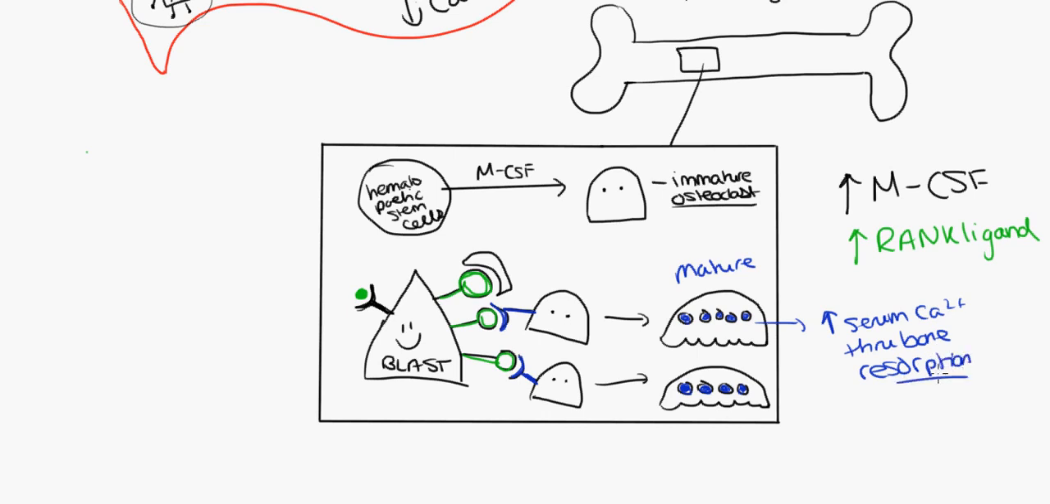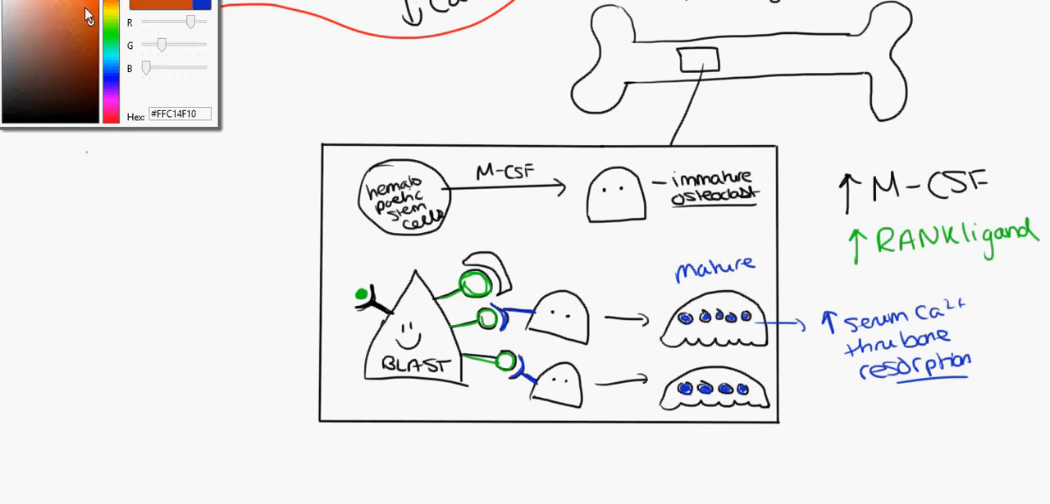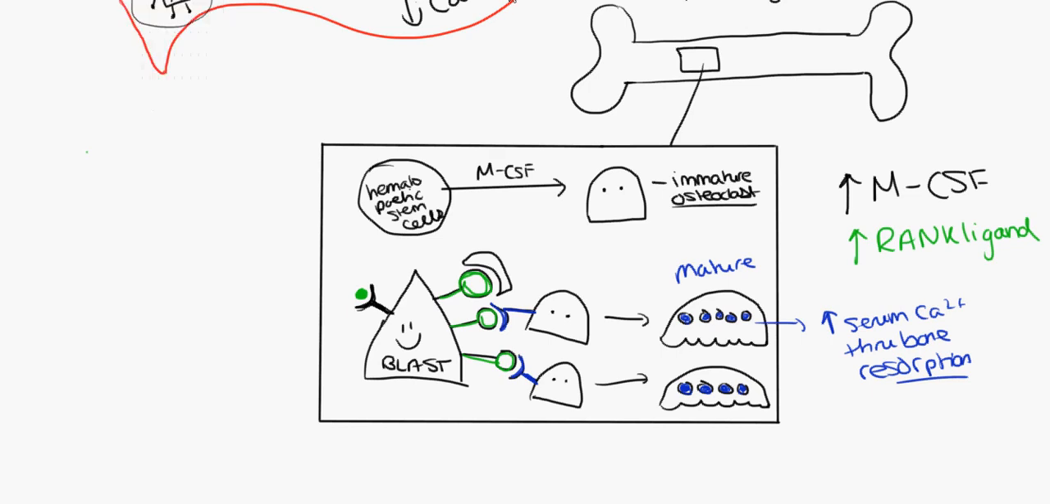Okay, so last thing I want to talk about here is that rank L can actually be bound by another molecule to prevent bone resorption, and that's called osteoprotegerin, OPG for short. And that molecule essentially just blocks off our rank L on the osteoblast, preventing our osteoclast from binding it and thus preventing bone resorption. So that is really it in terms of how PTH affects bone resorption.